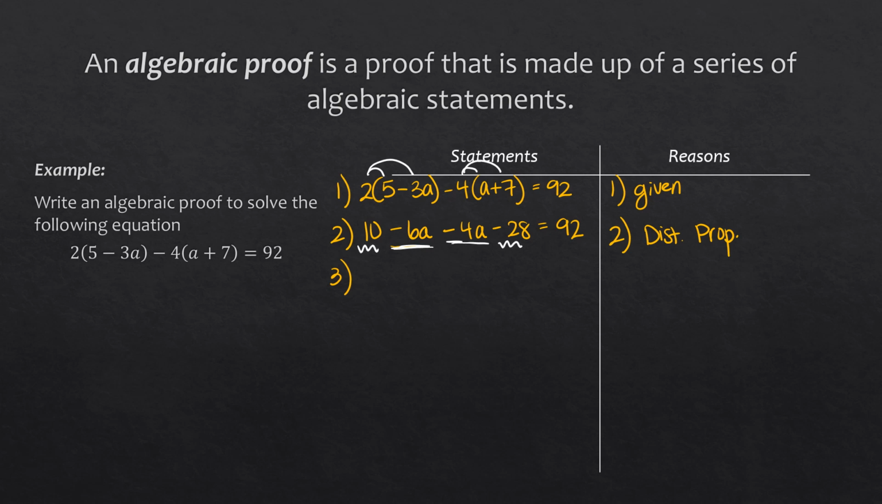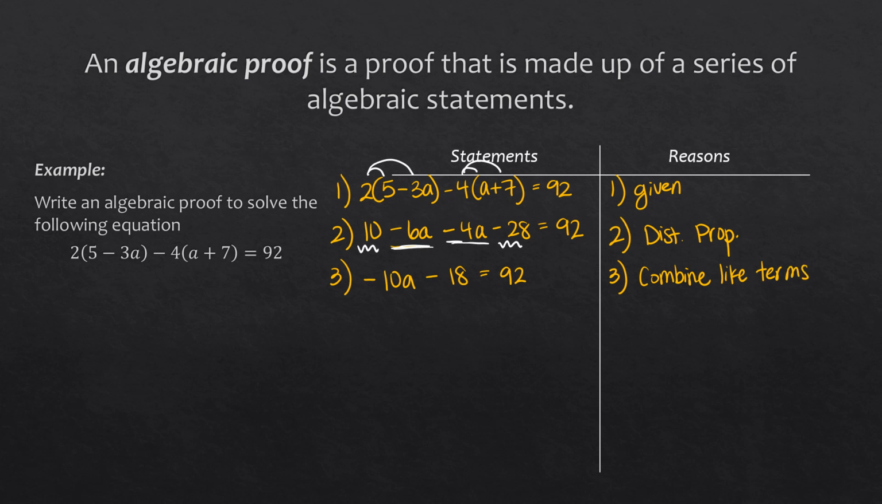So if we do that, our next line might look like total of negative 10a minus 18 equals 92. Now, combining like terms isn't exactly a property of equality. So here's what we tend to write as our justification. Well, one is combine like terms. That's simple.